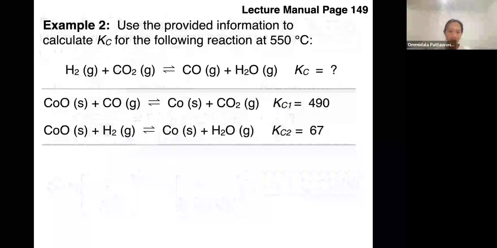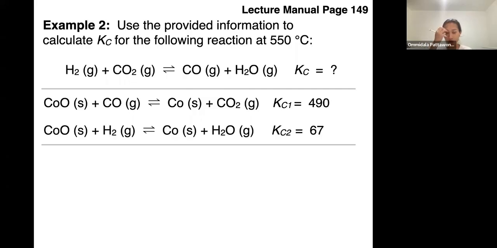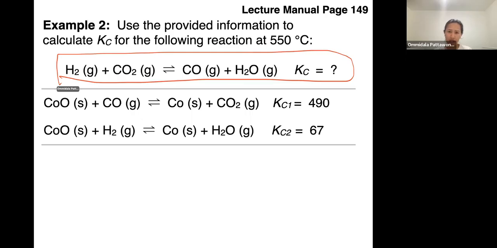Now let's take a look at example 2. Example 2 gives us several equations, asking us to find Kc for this one. So this is going to be similar to Hess's law that you learned in chapter 8, right? You are given several equations, and you need to manipulate them in order to get a certain value of delta H. That's what you learned in chapter 8. This one, we are going to relate these in order to find the new Kc.